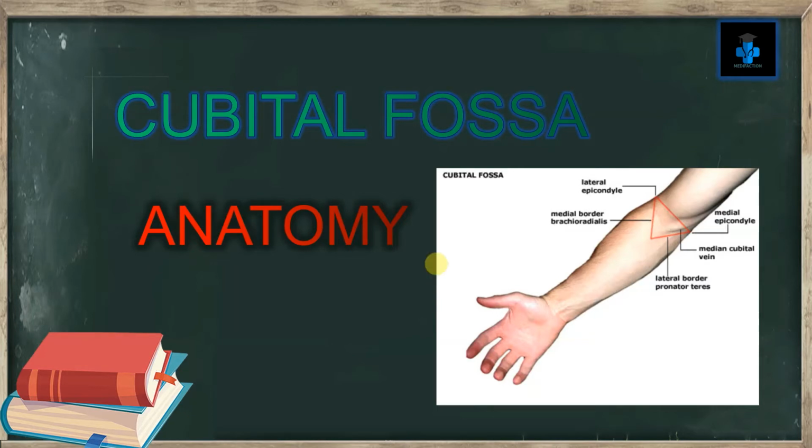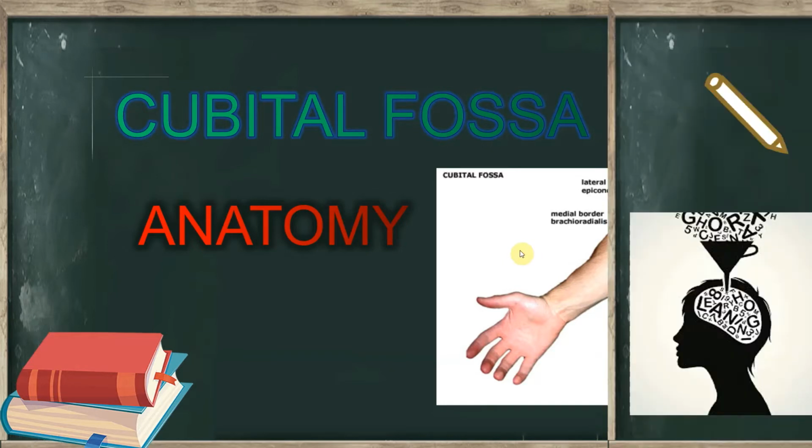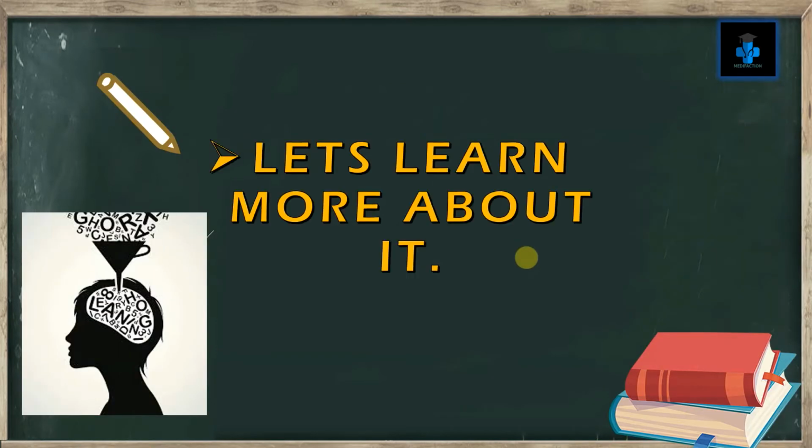So today we're going to learn about the anatomy of cubital fossa. So the cubital fossa, or simply the elbow pit, is a small triangular depression in the arm which is formed by the connection of the humerus right here and with the radius and ulna of the forearm. This here is the forearm and this here is the arm. So to learn more about it, let's go deeper.